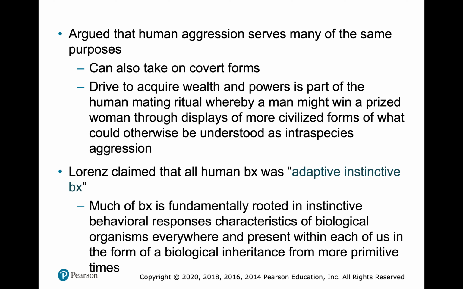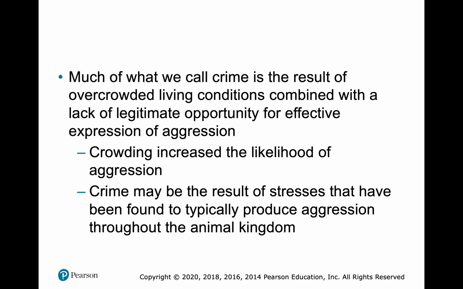Now, Lorenz says that all human behavior is adaptive instinctive behavior. Basically, much of our behavior is fundamentally rooted in our instinct, our instinctive behavioral responses. And those are characteristics of biological organisms everywhere. Now, much of what we call crime, according to Lorenz, is the result of overcrowded living conditions combined with the lack of legitimate opportunity for effective expression of aggression. Basically, crowding increases the likelihood of aggression. Crime may also be found to be the result of stresses that have been found to typically produce aggression throughout the animal kingdom.